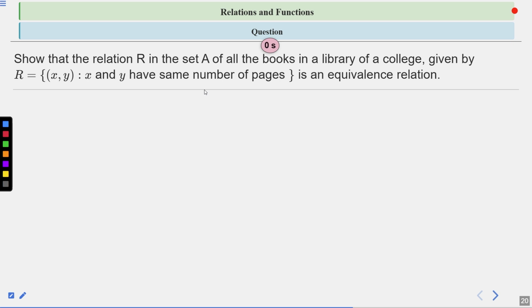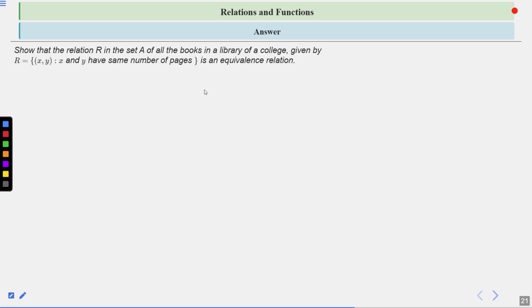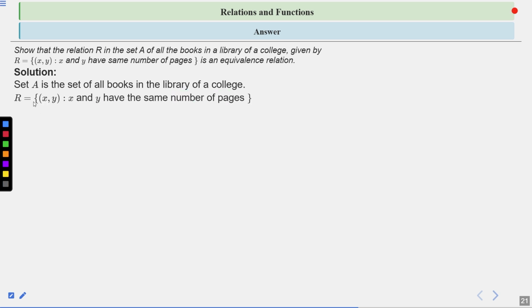The time is up. So in the question, we have to show the given R is an equivalence relation. Solution. Starting with set A, which is your collection of all books in a library of a college. And R is the collection of all (X, Y) such that X and Y both have the same number of pages.